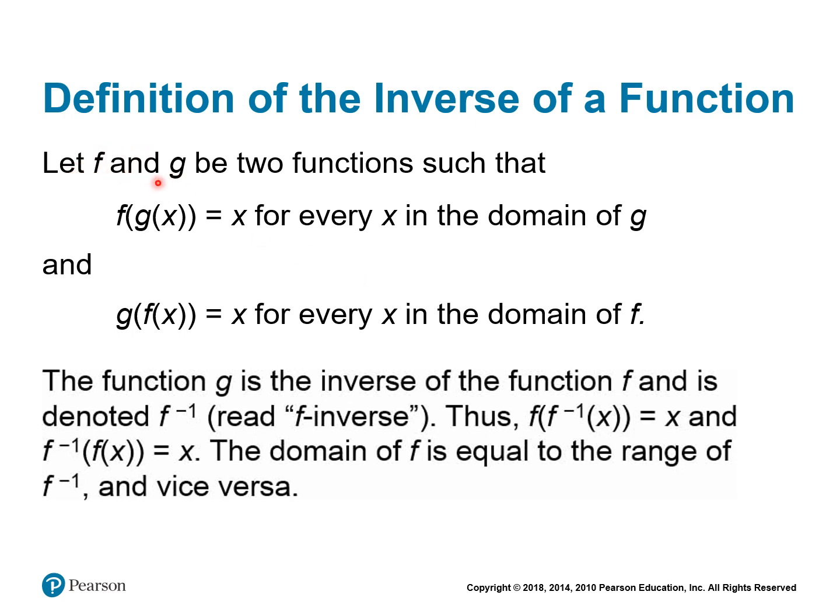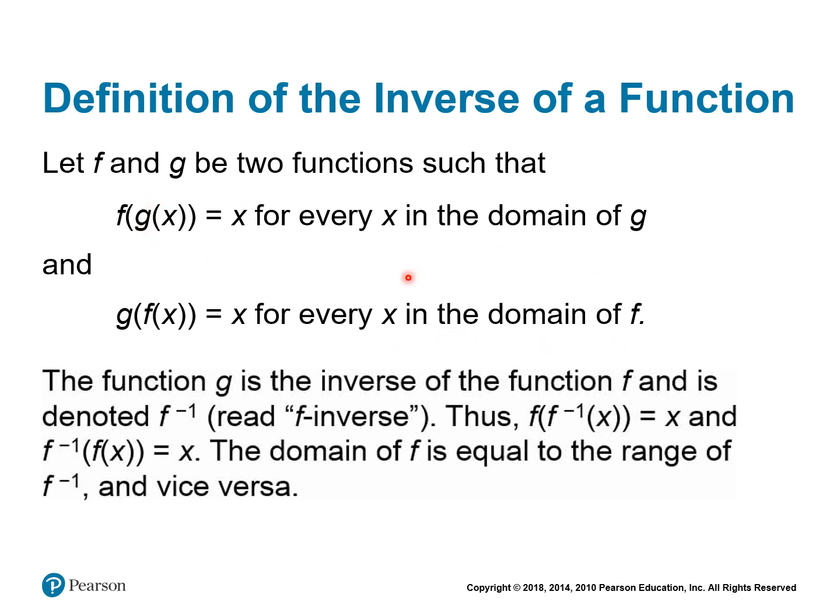So it says, let f and g be two functions such that f of g of x. So here we are talking about a composition, a composite function. Remember, as you can see in the notation, we are inputting one function into another function. So f of g of x equals x, for every x in the domain of g. And then g of f of x equals x for every x in the domain of f.